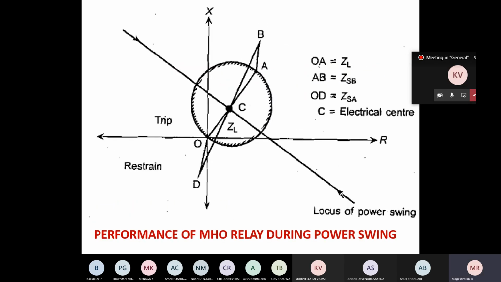Same diagram, it is incorporated here. During the power swing, the locus of the power swing, meaning how the Z is going to move with respect to the change in delta, is what is shown here. It is going towards this one, but the chance of entering this region is less. Thereby, compared to the other two relays, the chance of operation of this relay is less.